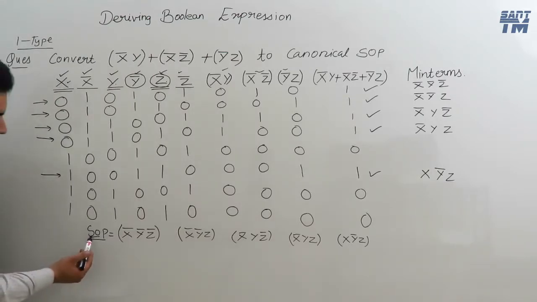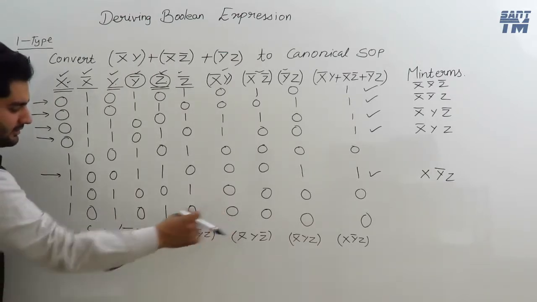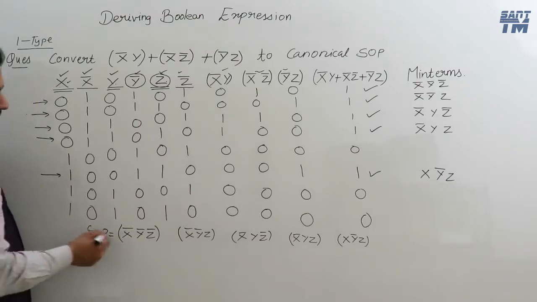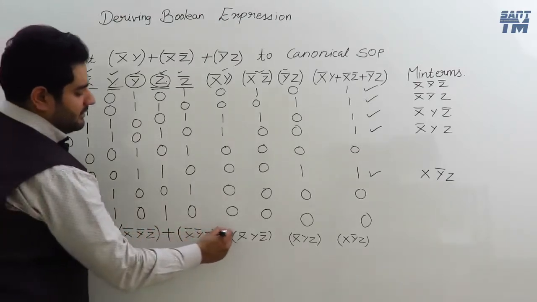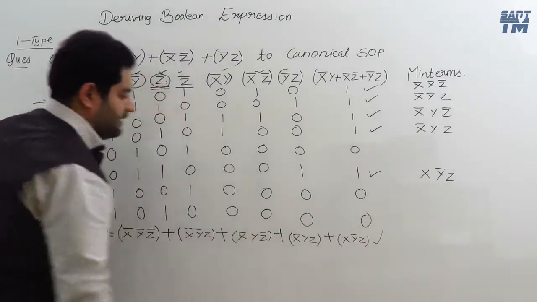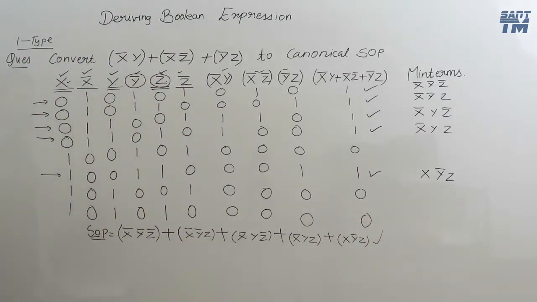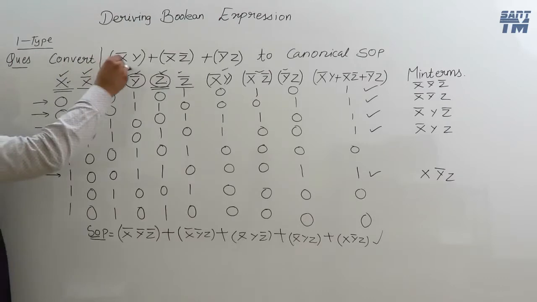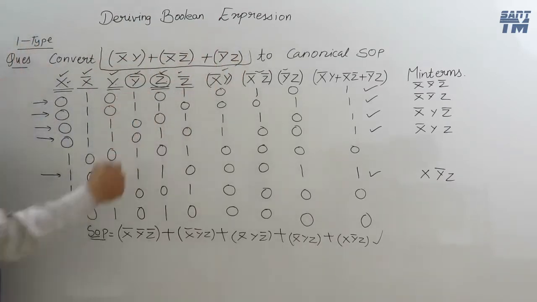Now SOP is sum of products. These are all products, or we can say minterms. Sum of products means we have to do sum of all those terms. So this is our required canonical SOP expression. We have converted this expression into canonical SOP expression, which is this one.